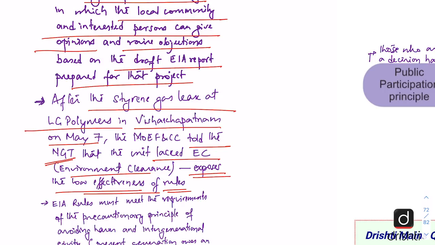Another important thing to note here is that the EIA rules must meet the requirements of the precautionary principle of avoiding harm and intergenerational equity, which means that the present generation owes an obligation to the future generations of saving and protecting the environment for them.